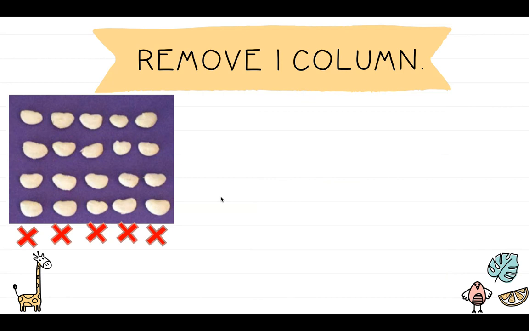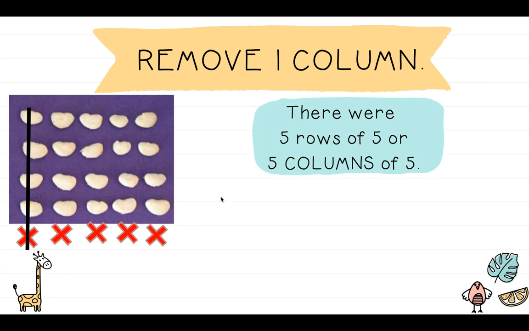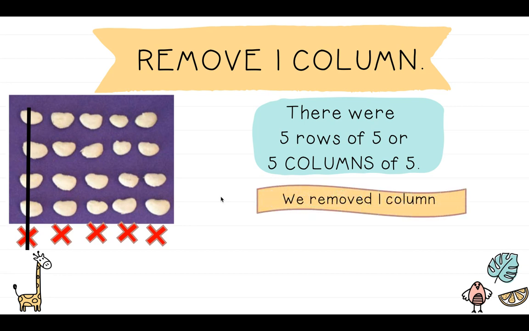Okay, so let's say that we were to remove a column. We remove one column. So there were 5 rows of 5 or 5 columns of 5 at first because we just added that row. But now we want to remove a column. So that's how we're going to remove it. We're just going to draw a line through it. So we removed one column.